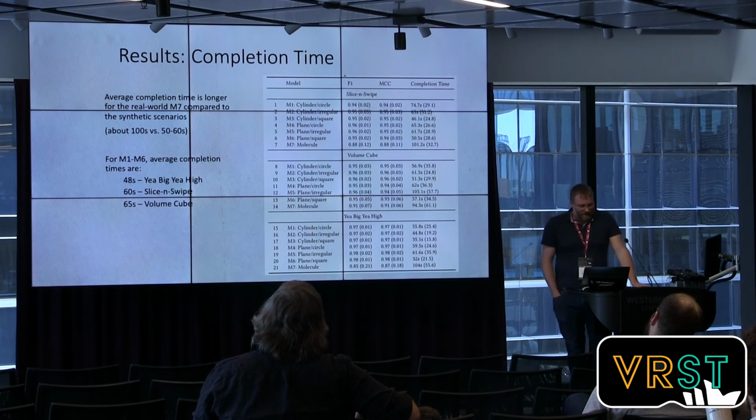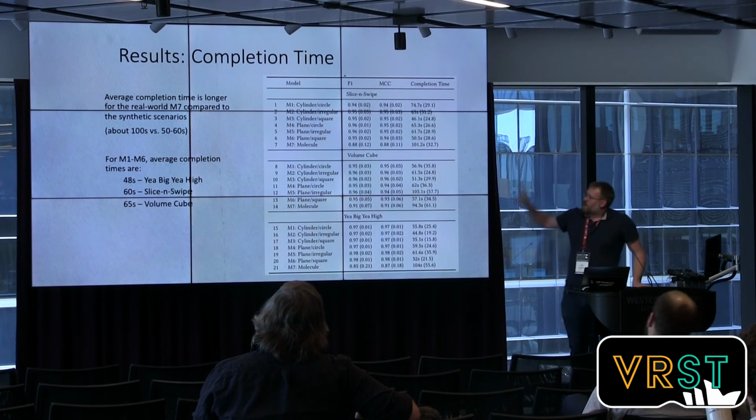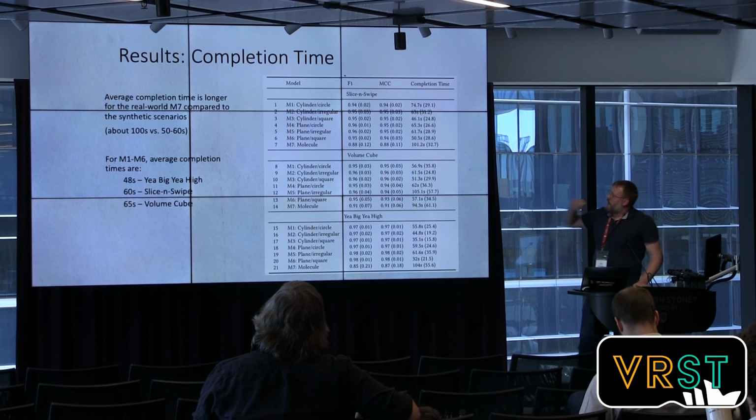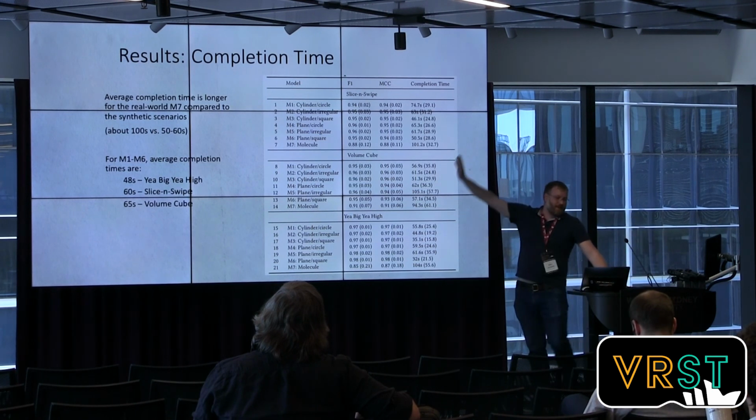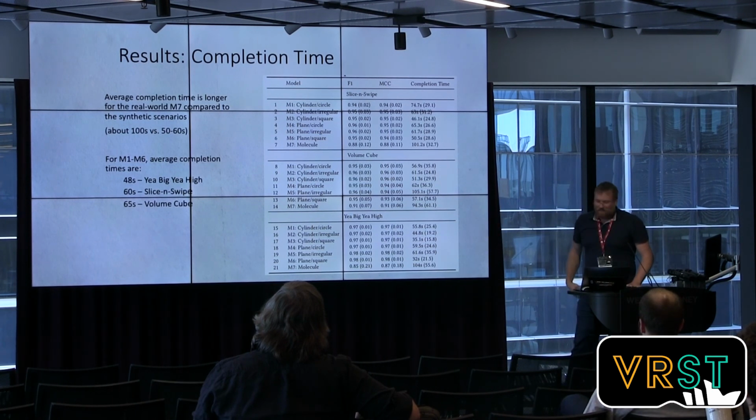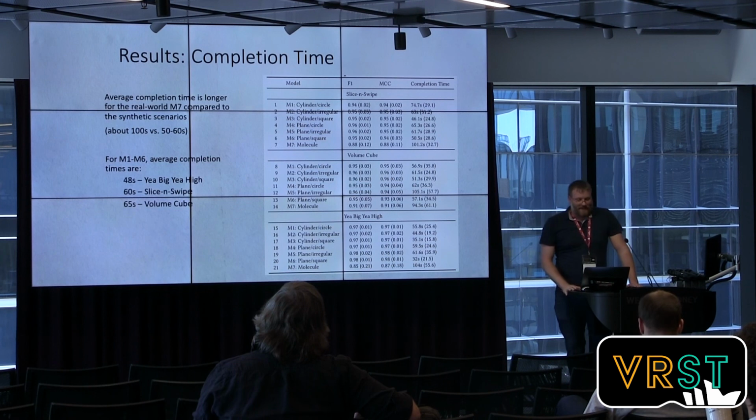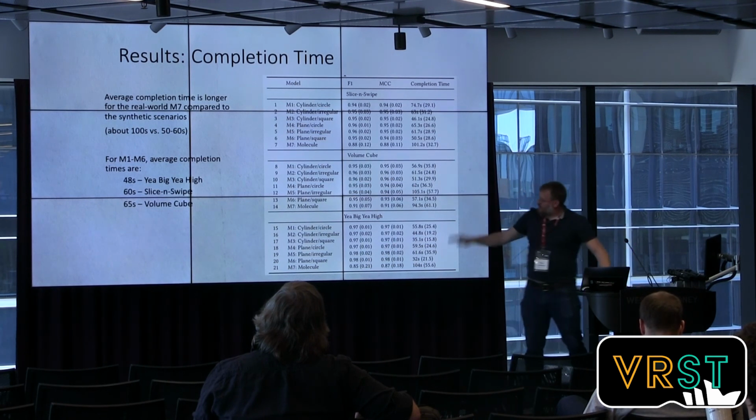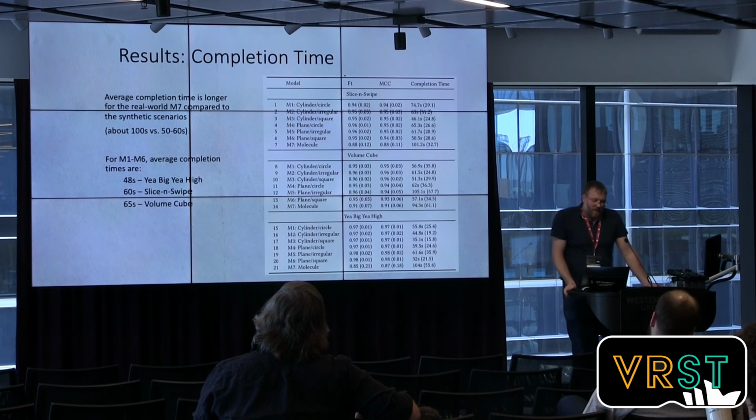Okay, for completion time, this table actually has all of our results on it. Mostly what I wanted to draw your attention to is the last column here, the completion time. This is subdivided based on the particular interfaces. The first thing to notice is that the real-world example, that molecule M7, shown here, tended to be about twice as slow as the more synthetic data.